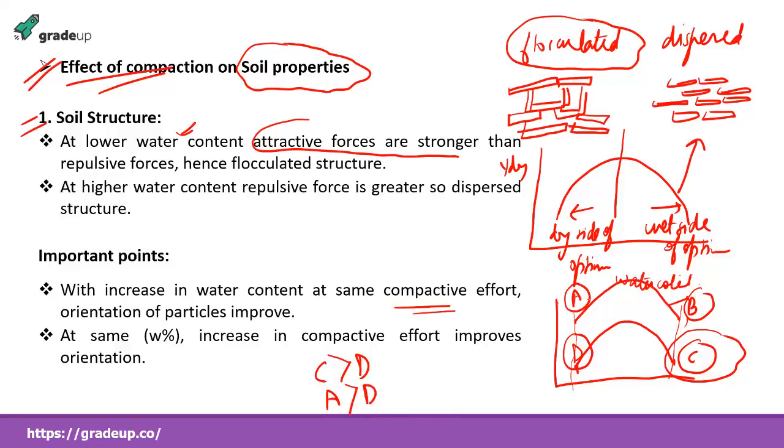But here we can't find which has better orientation in case of A and C, because as we go to the wet side of optimum, we see the orientation improve, and as we go upwards, that means we increase the compactive effort, at that time also the orientation improves. So here is a controversy. So we can't find the values between A and C. So they are not comparable actually.